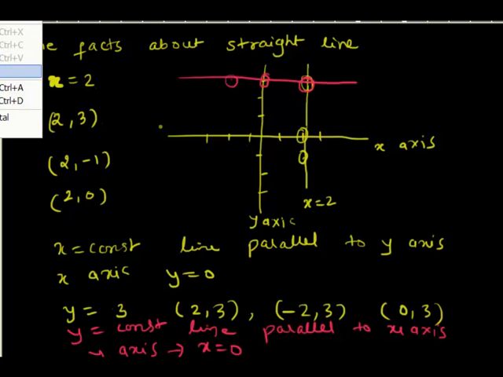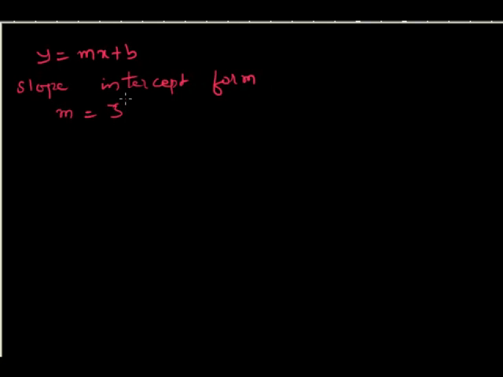Now, what is the meaning of the intercept? For example, if you have a line of the form y equals mx plus b, this form of the line is known as the slope-intercept form. Here m is the slope of the line, and b is the intercept. Now what is the meaning of intercept and slope?